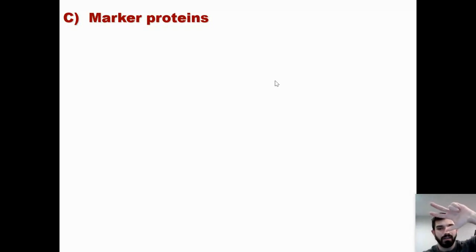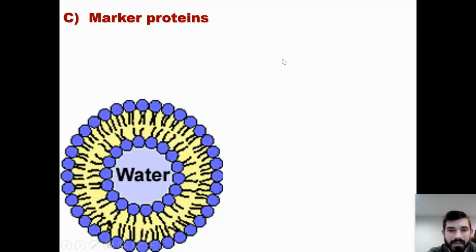We should come up with another acronym like before so we can remember those things. So we have transport T, receptor R, and marker M. TRM. When we meet in class, we'll come up with some kind of acronym to remember TRM. We'll do that together. Anyway, marker proteins.